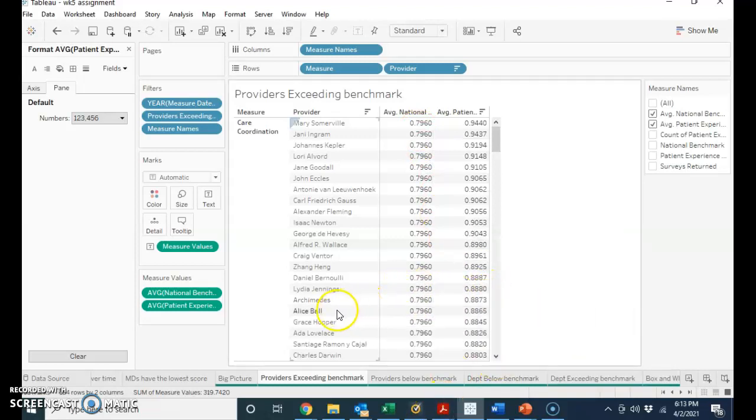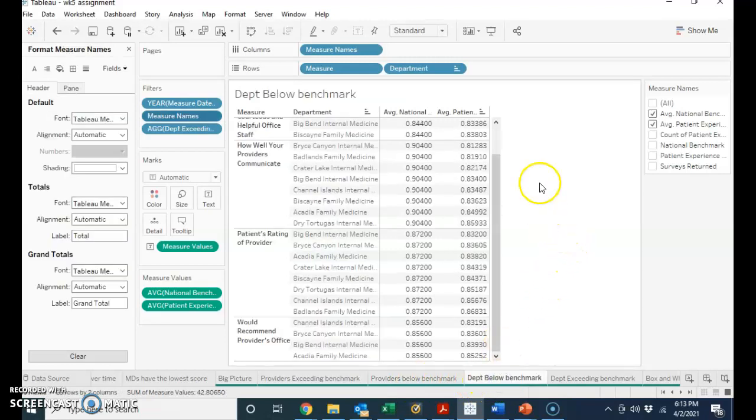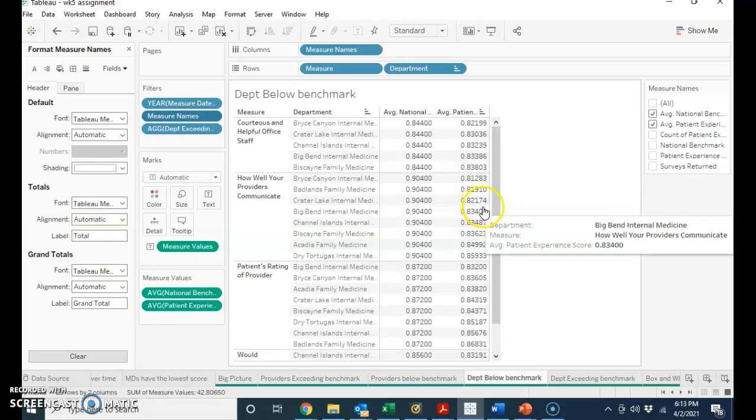And then looking at the inverse of this, those providers and departments that need some improvement, we will start with the departments that are falling below the national average.